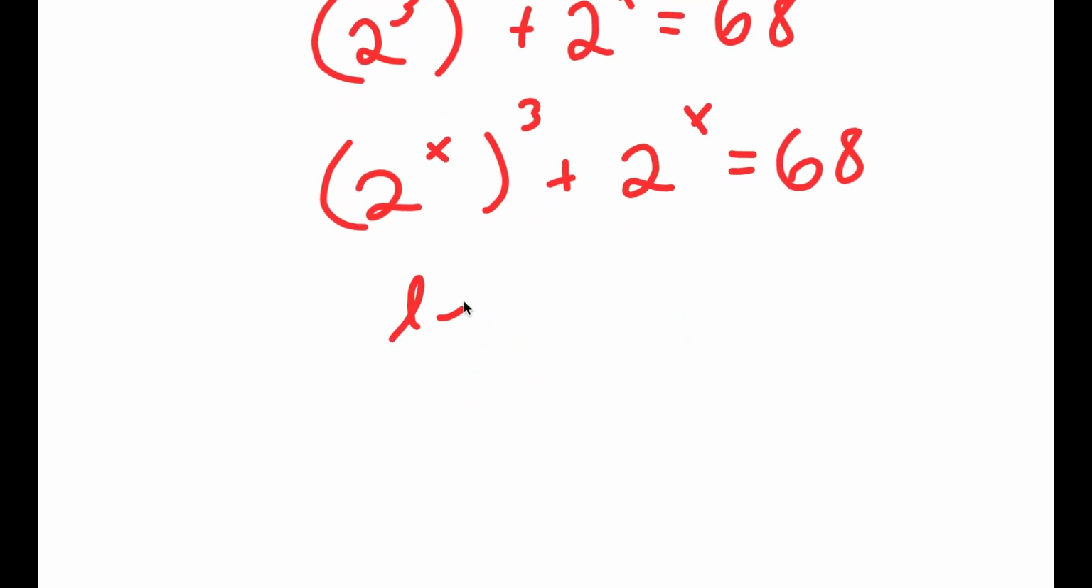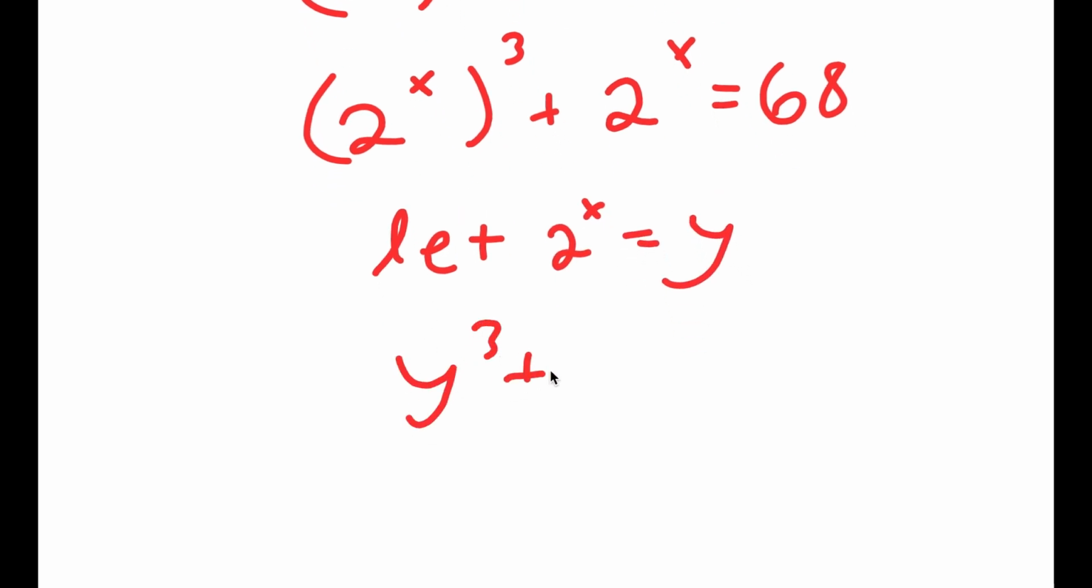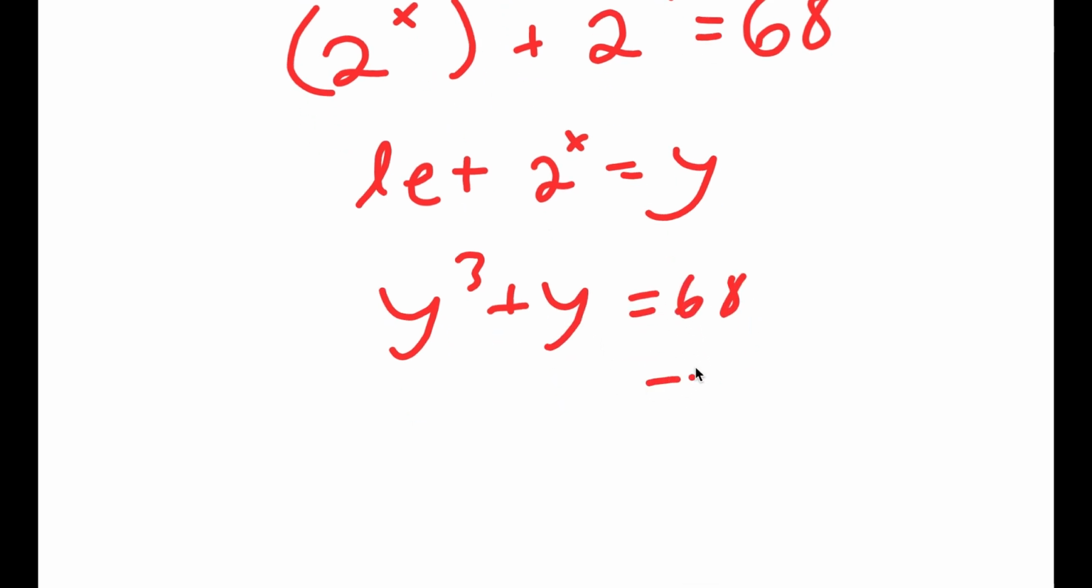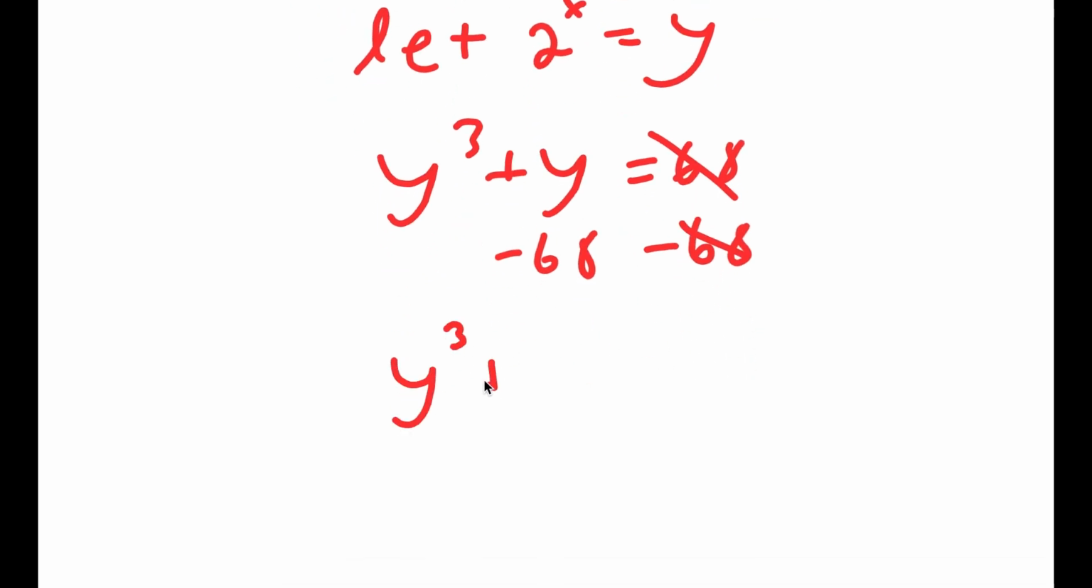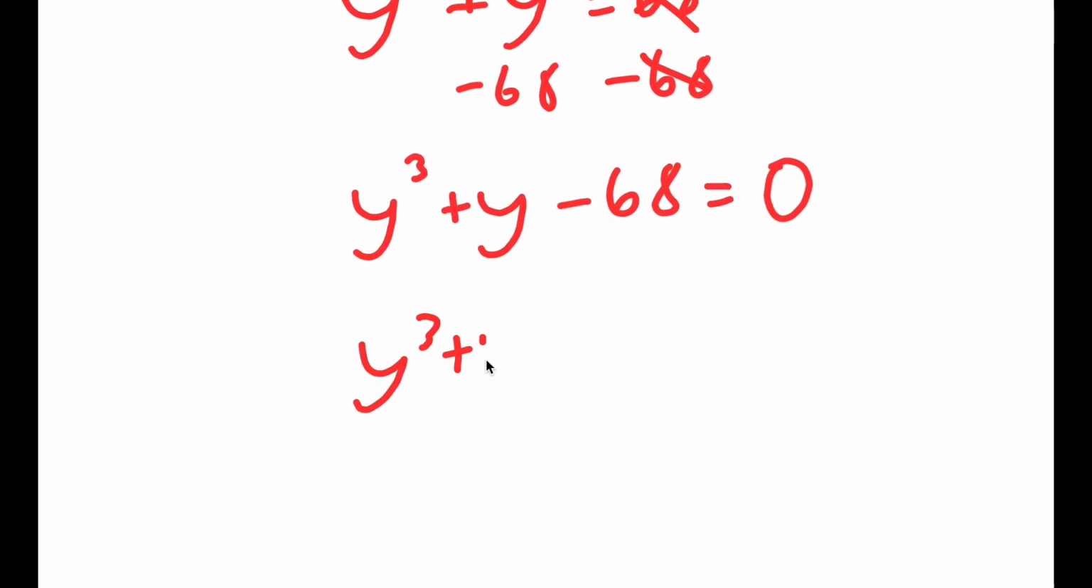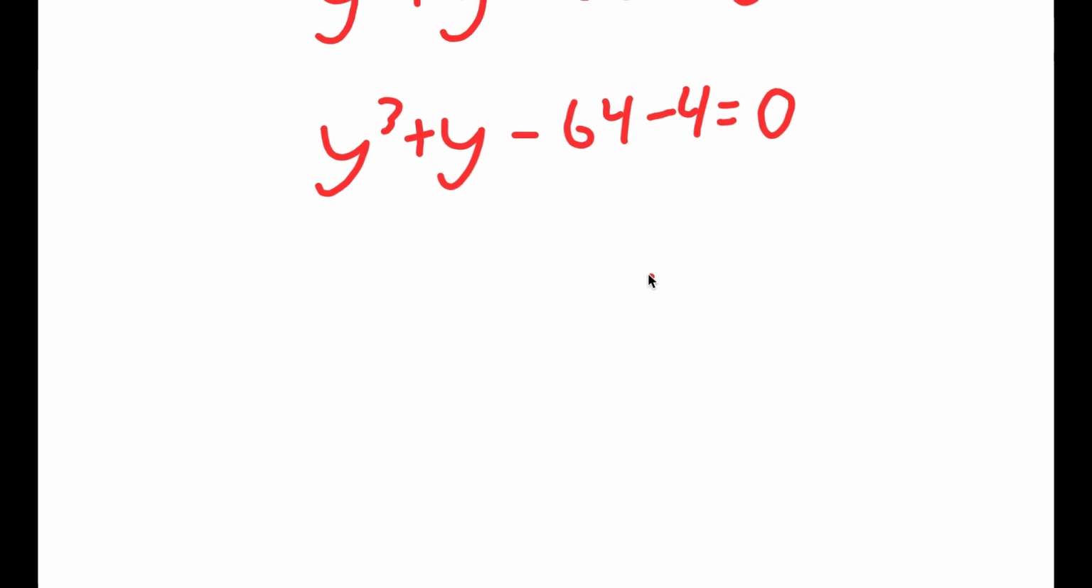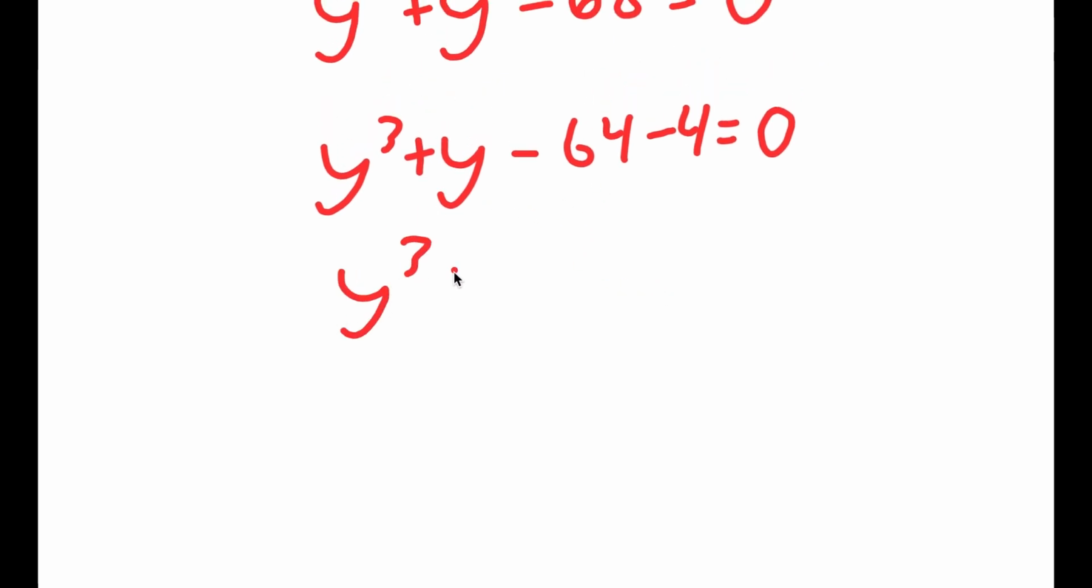Now, I'm going to let 2 to the power of x equal to the variable y. So now I have y to the power of 3 plus y is equal to 68. And if I subtract 68 on both sides, I get y to the power of 3 plus y minus 68 is equal to 0. Now, 68 I can rewrite as negative 64 minus 4. And now I'm going to change the order to y to the power of 3 minus 64 plus y minus 4 is equal to 0.